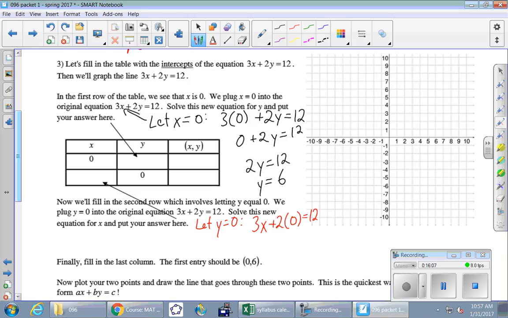Okay, let's see if we can solve this. We'll do this a little bit quicker. 2 times nothing is nothing, plus nothing doesn't contribute, so I'm just going to write 3x equals 12, and therefore x equals 4.